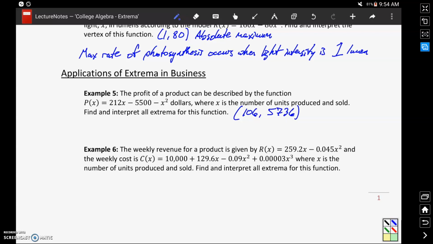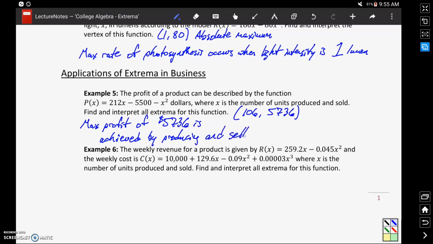Applying an interpretation to this point would tell us that the maximum profit of $5,736 is achieved by producing and selling 106 units of this product. In this case then, that point is giving us our value for x, which is our ideal production value that's going to yield that optimal profit.